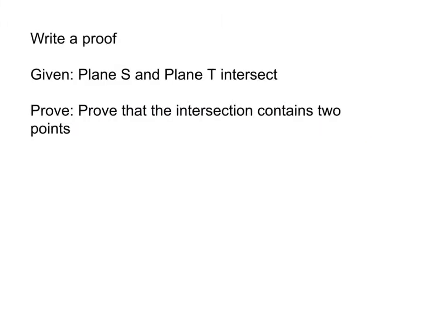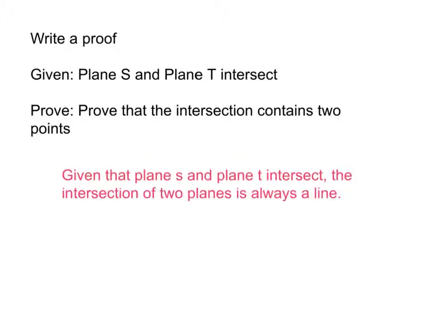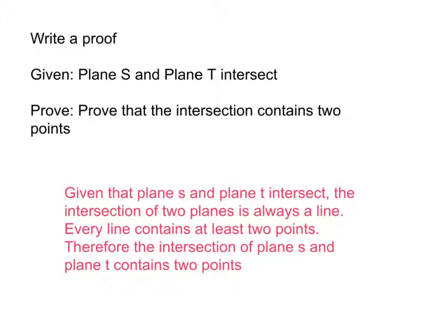Next, we're going to write a proof. We're given that plane S and plane T intersect, and we're going to try to prove that the intersection contains at least 2 points. This is pretty simple. First, we need to state the given. Given that plane S and plane T intersect, we can say that the intersection of two planes is always a line. We also know that every line contains at least 2 points. So we can say, therefore, the intersection of plane S and plane T contains 2 points. That was a very simple proof.